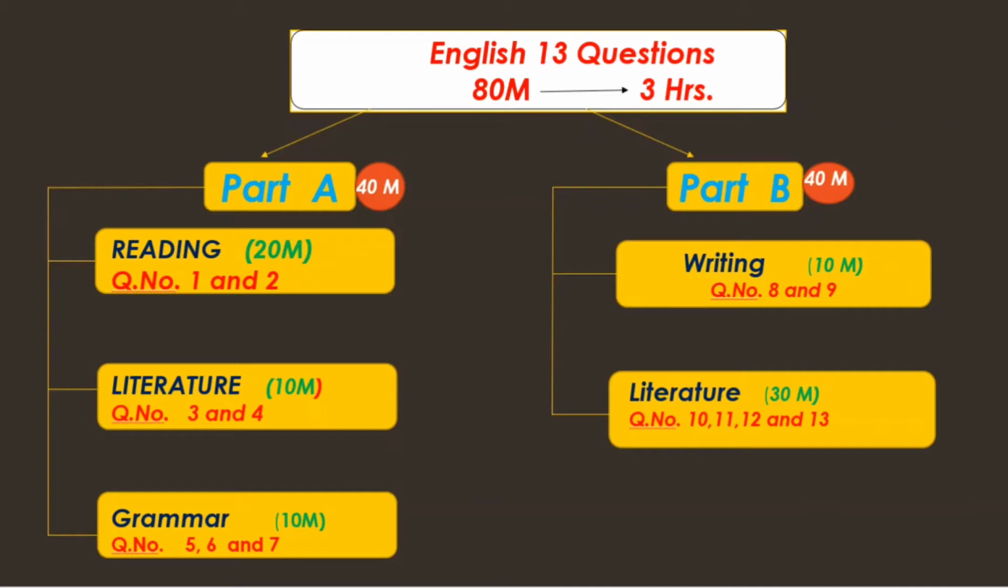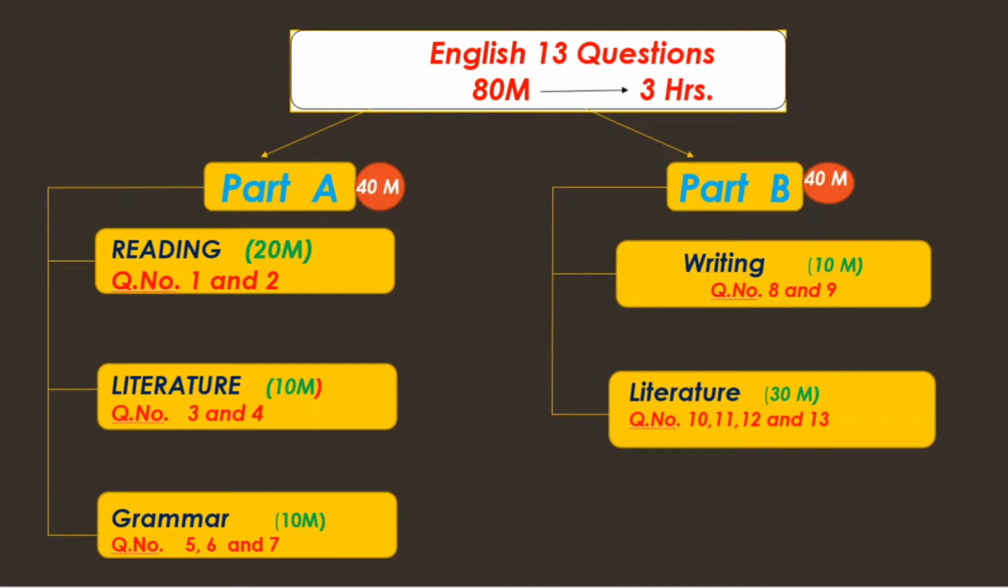Here under your English paper you are having 13 questions which have to be answered in a time limit of 3 hours, and the marks allotted are 80. The paper is subdivided into two parts, part A and part B, both equally carrying 40 marks. Now part A is further subdivided into three parts, that is the reading type questions, literature based questions, and grammar based questions.